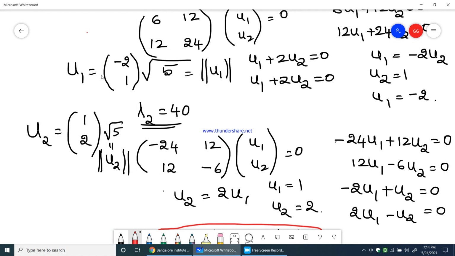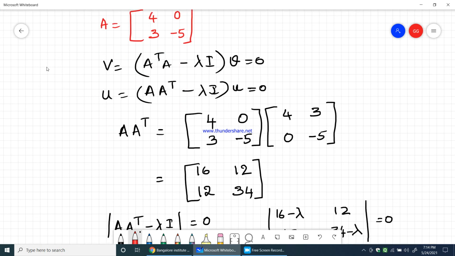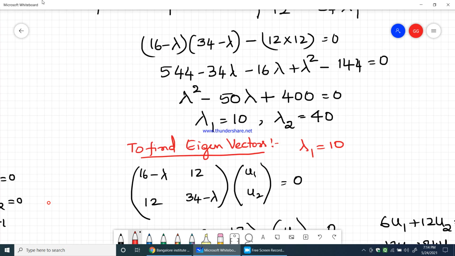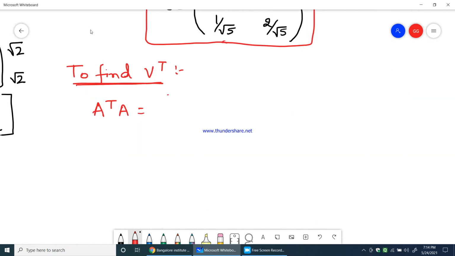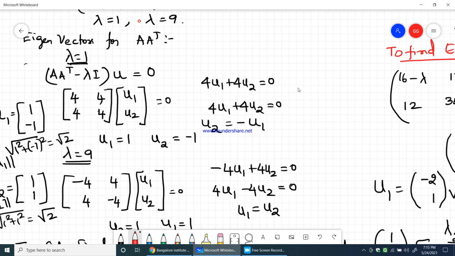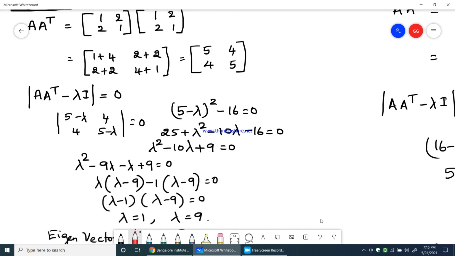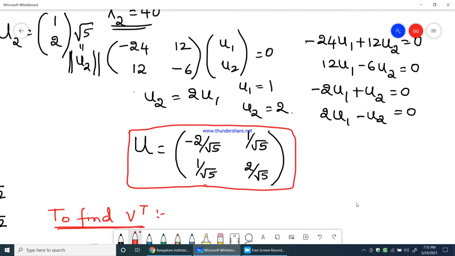So A transpose is actually 4, 3, 0, minus 5, 4, 3, 0, multiplied by 4, 0, 3, minus 5. So this was the question, if I am not wrong. Let me just check it. Whatever the question was, it is 4, 0, 3, minus 5.